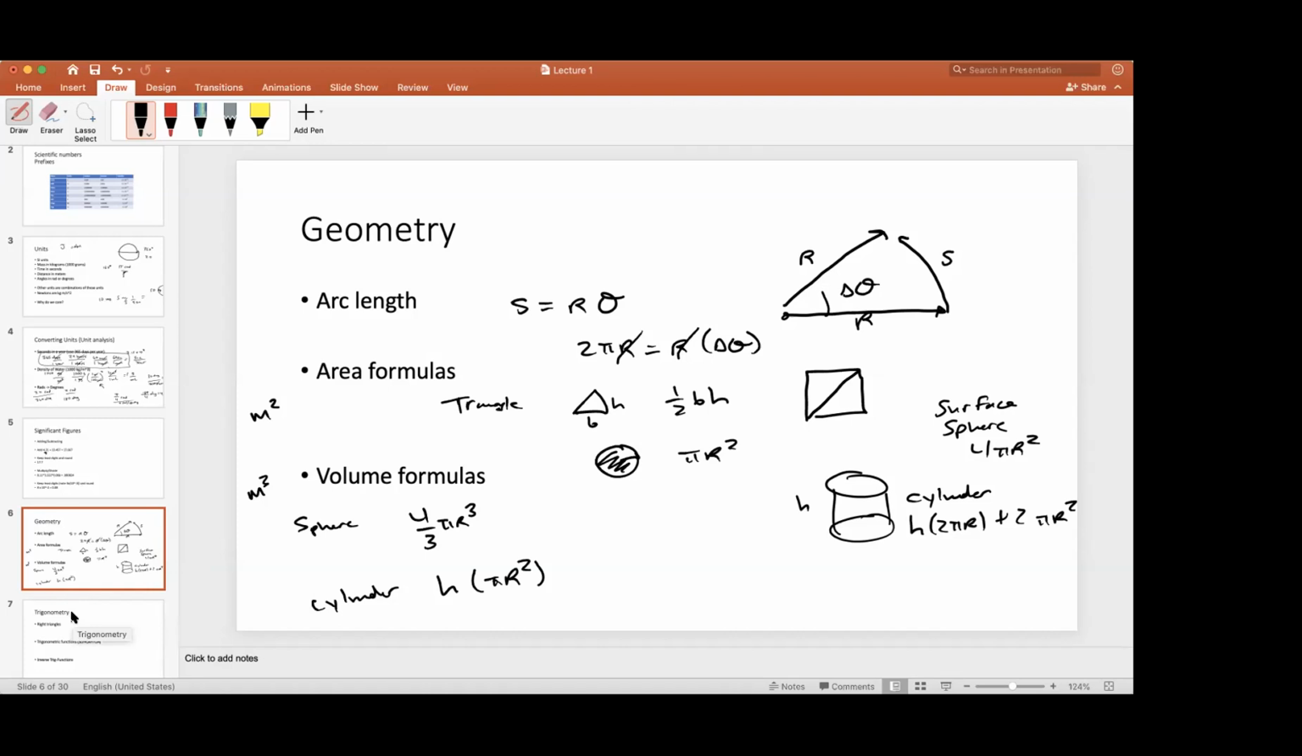But almost everything we do will be a useful, easy shape, a shape with what we call symmetry. We'll talk about that later too. Symmetric shapes, meaning spheres, cylinders, rectangles, squares, triangles, things with symmetry.